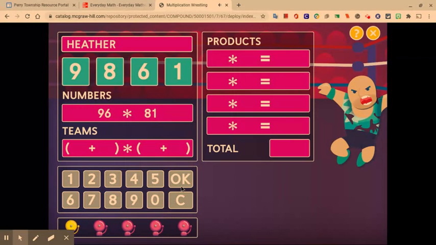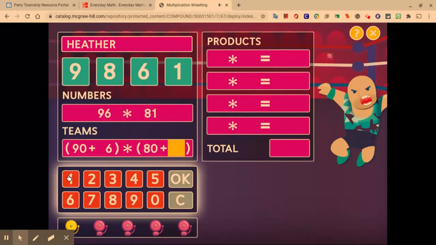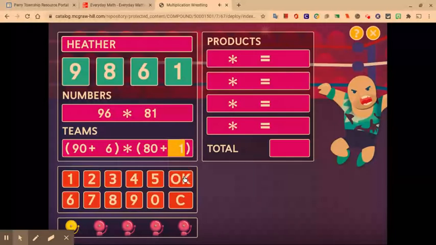Okay. So now what you're going to do: create 2 teams by showing each number as a sum of 10s and 1s. So we're going to break up 96 into my tens place, which is 90. Click OK. And then the 6 is my ones place. Click OK. So that's 96. Over here, I do the same thing to make it 80. Click OK. And 1 for 81.